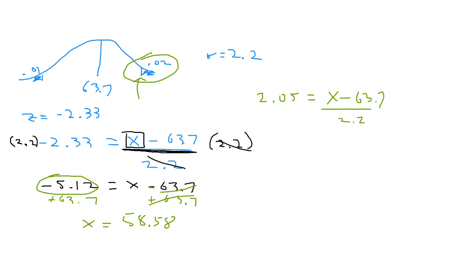Now you could probably cheat a little by using your normal calculator. If you just type the mean to be 63.7 and the standard deviation to be 2.2, why don't you do that really quick? Let the mean be 63.7, standard deviation be 2.2, and then type in 0.01 after the equals and hit enter. Does it give you 58.58? Sorry, for the mean, do what now? The mean is 63.7, right? Yep. Standard deviation is 2.2.